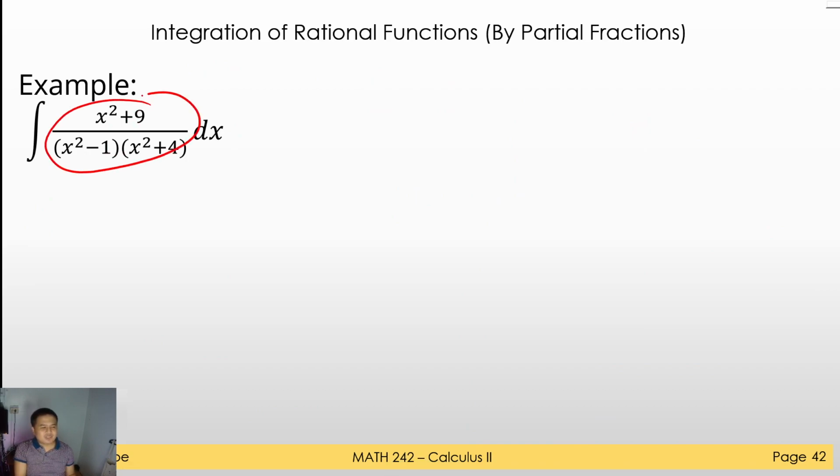So again, if you have a rational function, you have to check first if the denominator has a higher degree. So how do you check for degree? The highest here is x squared and x squared. And since they are multiplying to each other, if you multiply this using FOIL method, this will become x to the fourth. So since this is higher than x squared, then the denominator is higher, then you should use the partial fraction decomposition.